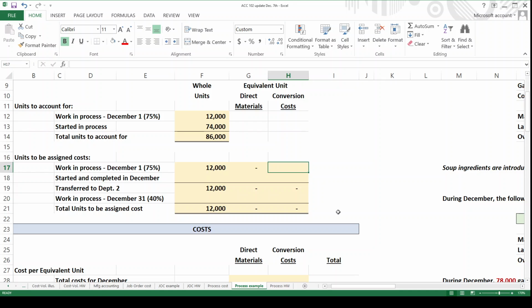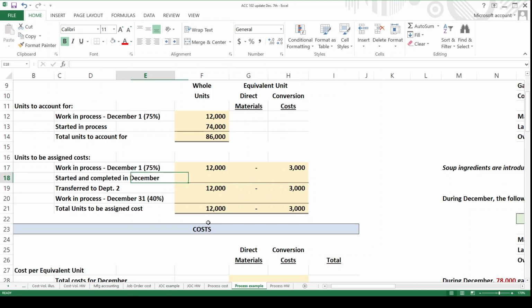Equivalent unit wise, how much work did we do? Well, we had 12,000 units. They were 75% complete as to conversion costs. So to finish them off, it's going to take 25% of 12,000. So we'll multiply 0.25 times the 12,000, which of course is going to be 3,000. And that is a calculation of equivalent units.